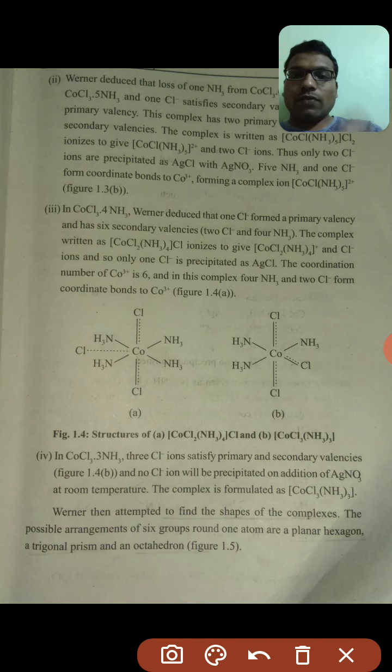So when it is reacting with AgNO3, it gives only 1 mole of AgCl precipitate. Why? Because only one Cl minus is present outside. In this, the 4 amines and also the 2 chlorides form coordinate bonds to the central metal ion. This is the third one.